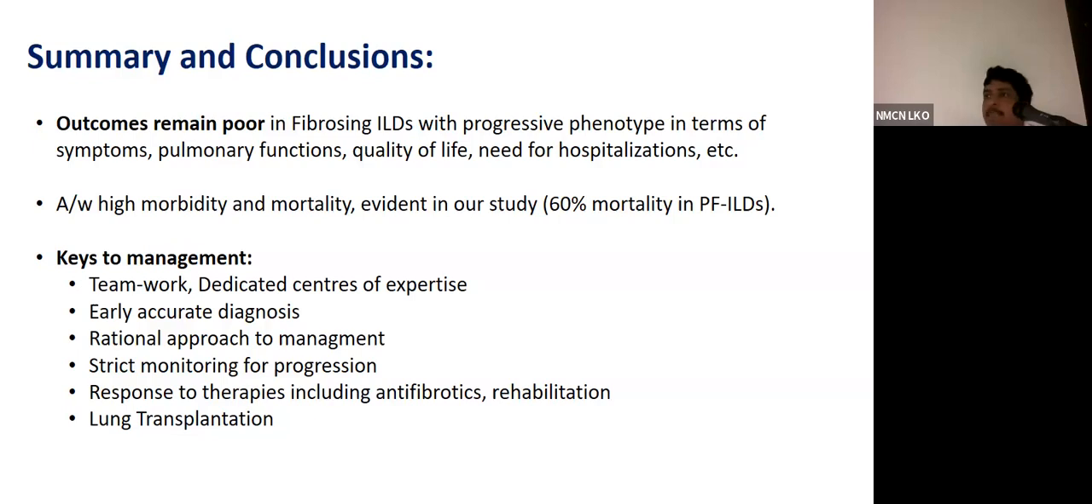So what are the key points that should be kept in mind regarding management of these fibrosing ILDs? The most important is teamwork, dedicated centers of expertise, early accurate diagnosis, a rational approach to management with guidelines-based strategies, strict monitoring for progression of disease, response to therapies, especially to antifibrotics and rehabilitation, and early listing and referral of these patients for lung transplantation.